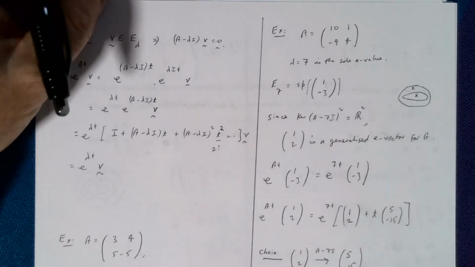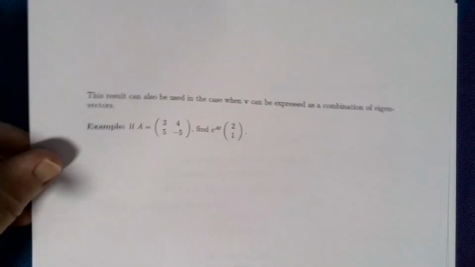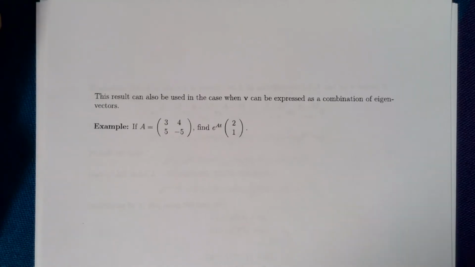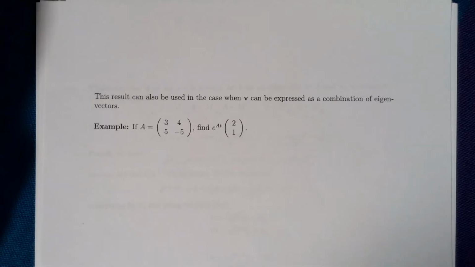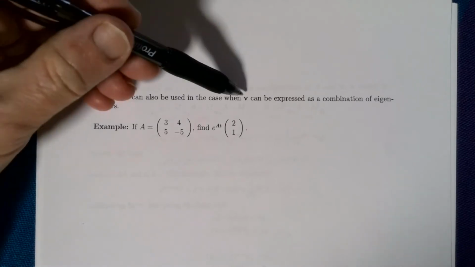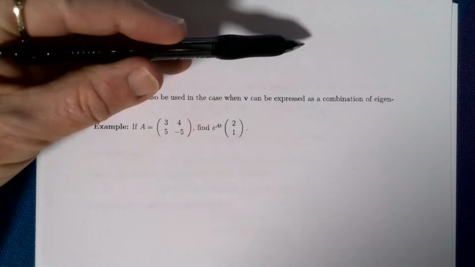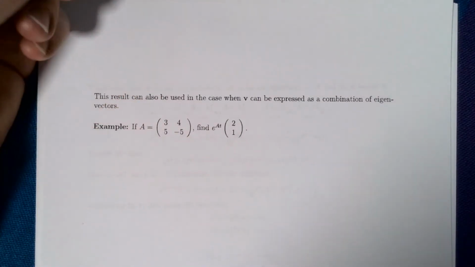I wanted to do an example. Let's have a look at a quick example. By the way, if you've got your vector v, which is perhaps some linear combination of eigenvectors, not necessarily from the same eigenvalue, you can also do a similar sort of thing. So if you've got your v, which might be 3 times one eigenvector plus 5 times another, then you can simply use this result also in calculating that.